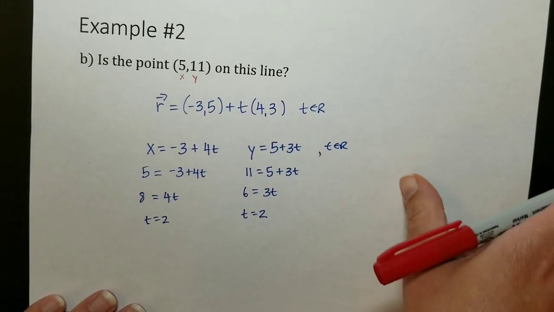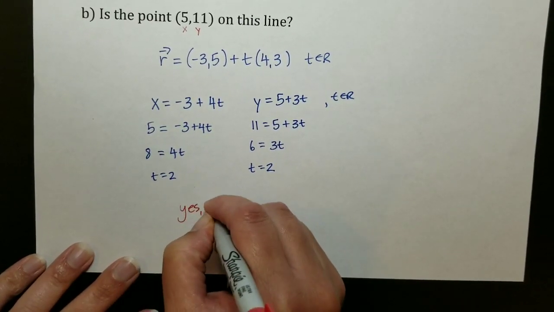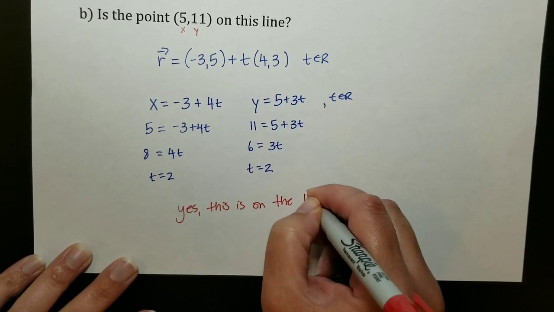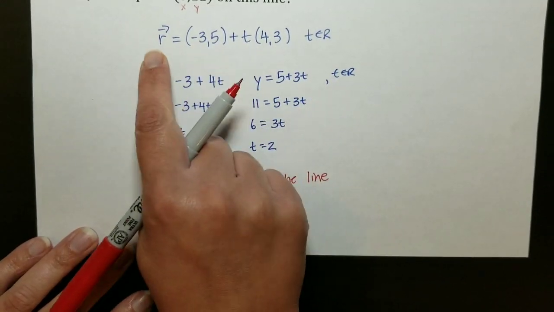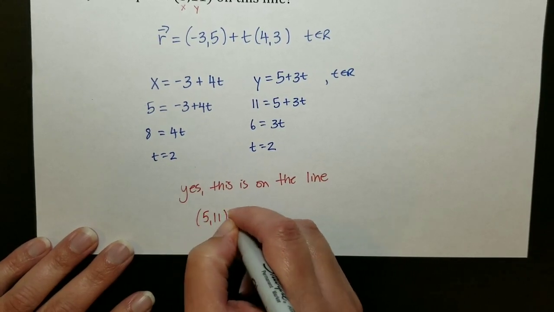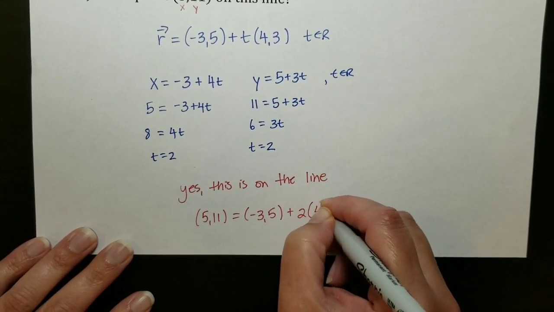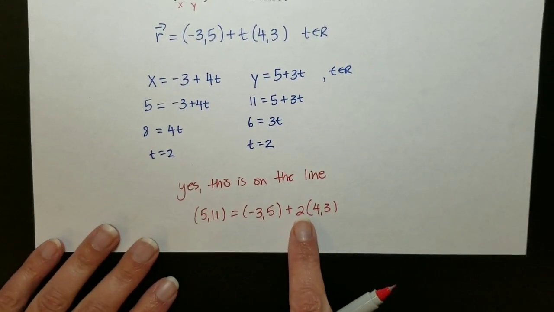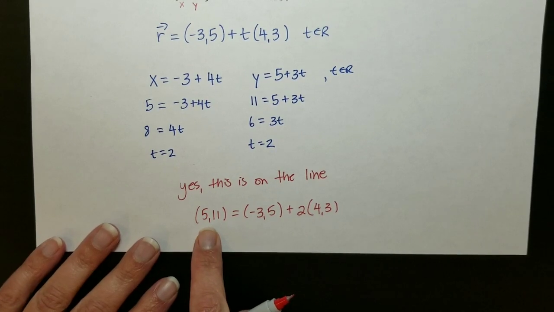So yes, this is on the line, because basically we know if t equals 2, we will get the point 5, 11. So 5, 11 equals -3, 5 plus 2 times 4, 3. So that's what that t as an element of real numbers means. It means you can put anything in there. And if we put a 2, we end up with this point we were checking.